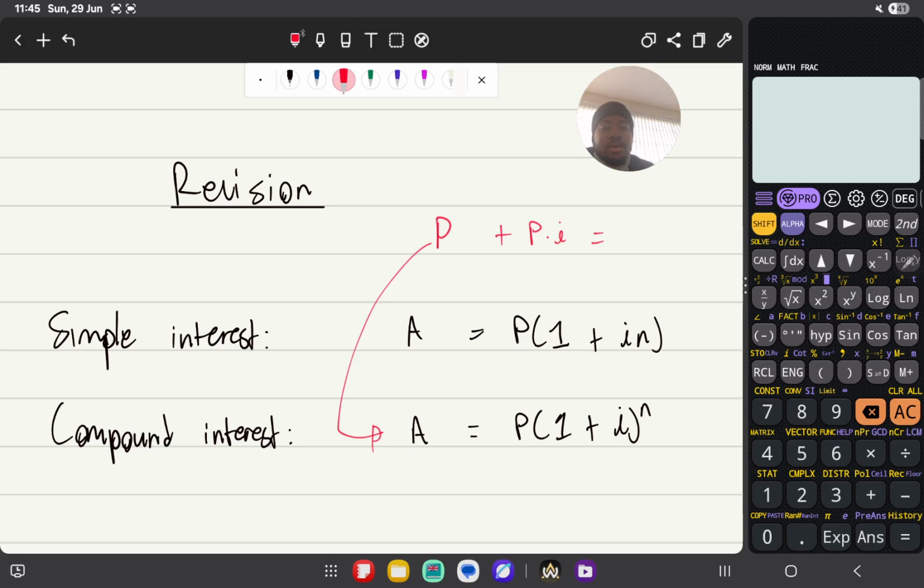So yeah, maybe let me do this. Let me say P(1 + I). Cool. So now, this is the interest we are going to have, and at the end of the period, this is the money we will be having in our account at the end of year 1.